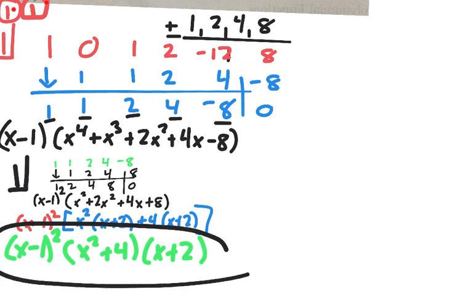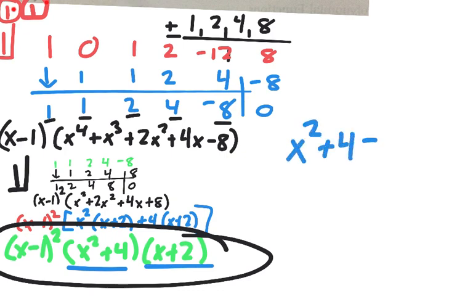But the first part of the question, write the factored form. That is the factored form. x minus 1 squared times x squared plus 4 times x plus 2. So now I'm going to find the roots from these two. So I'm going to set them equal to 0. So I'm looking, where does x squared plus 4 equal 0? And where does x plus 2 equal 0?